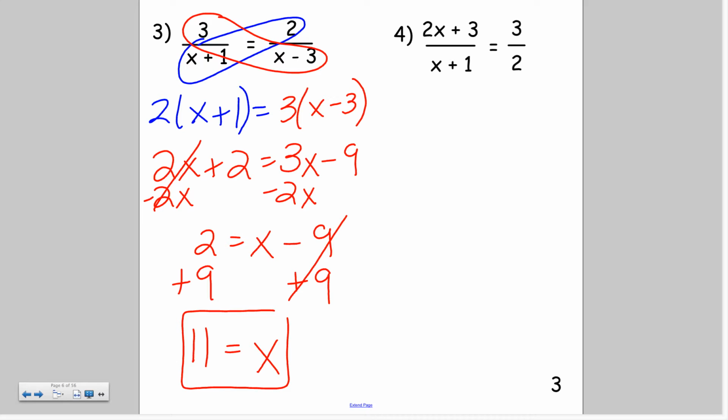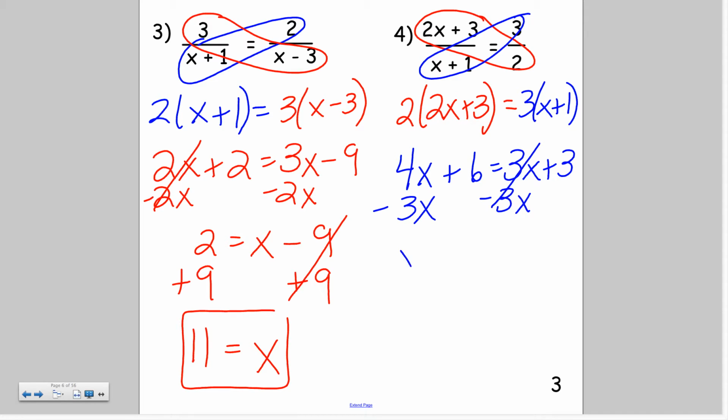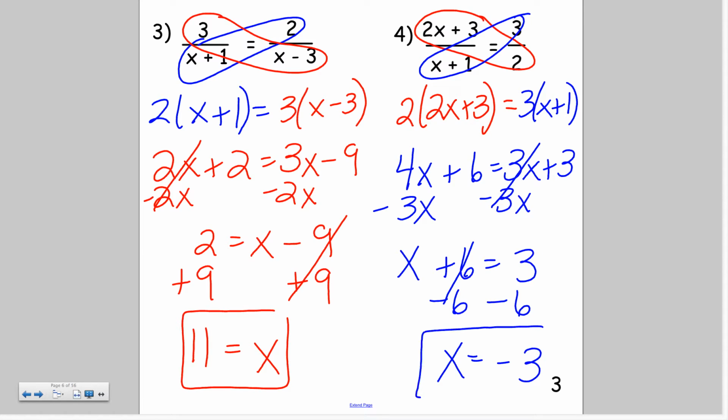Alright, number 4. So 2 times 2x plus 3, and 3 times x plus 1. Distribute everything out. So this time I'm going to move that 3x over. I'm going to go the other direction this time, but it still leaves me with that positive x. So subtract 6, and x is equal to negative 3. Now you can always go back and plug that value in to both equations and see if it gives you the same answer.